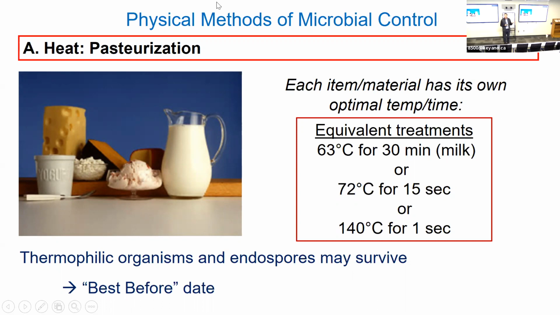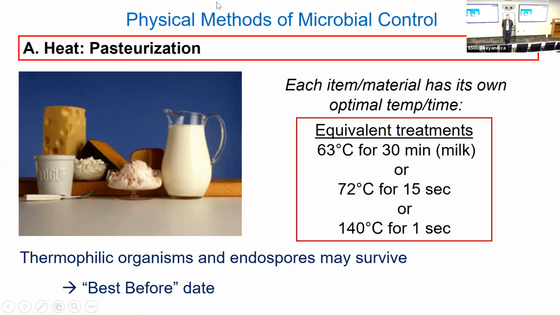Usually what happens in pasteurization is the liquid is going through a tube in a factory, and for a short amount of time, the heat hits a certain length of that tube, which is equivalent to a certain temperature for a certain amount of time. So it may not kill everything. There might be some thermophilic organisms or endospores that might survive the process. And this is why the food industry has best before dates for things like milk.